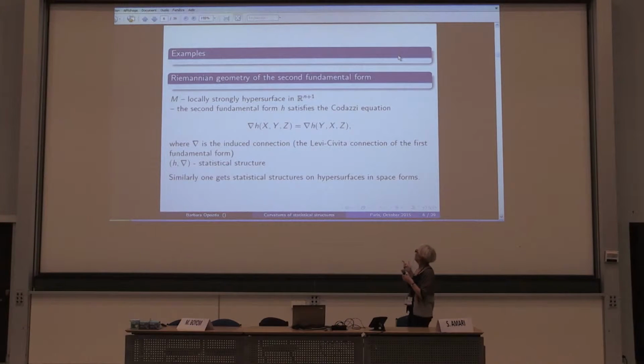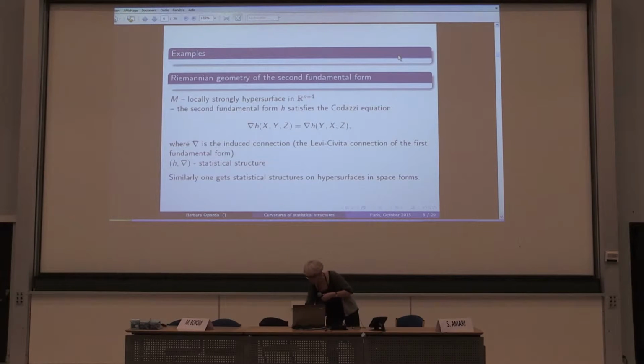Examples. The oldest example, I think, is from the theory of hypersurfaces in the Euclidean space R^(n+1). So if we have a locally strongly convex hypersurface in R^(n+1), then we have the second fundamental form, which in this case is positive definite, and it satisfies the Codazzi equation, where nabla is the induced connection. That means the Levi-Civita connection for the first fundamental form. The pair (h, nabla) is a statistical structure. Similarly, one gets statistical structures on hypersurfaces in space forms.